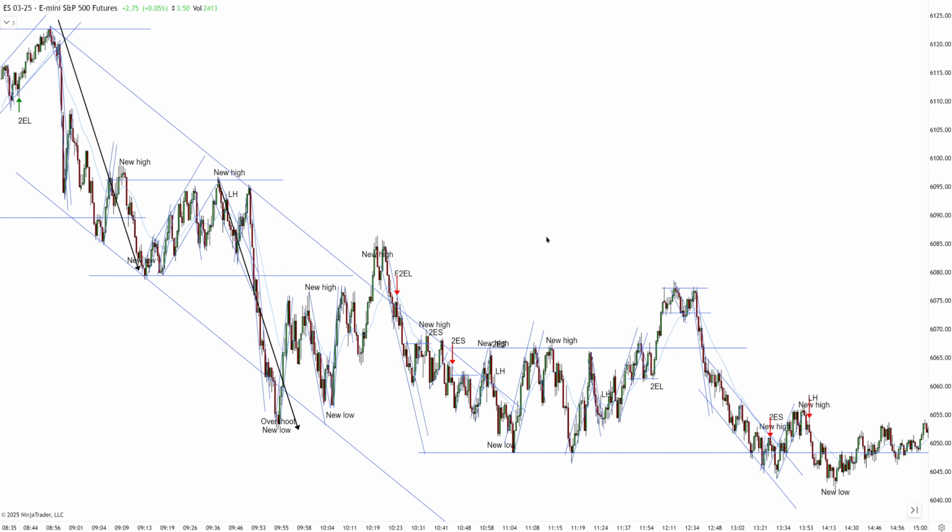So we started a little bit slow. This area was quite unclear, but eventually as the downtrend was confirmed, there are a few setups on the way down. So I hope you had a good trade.